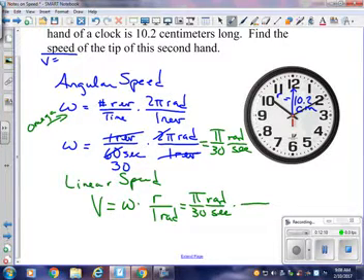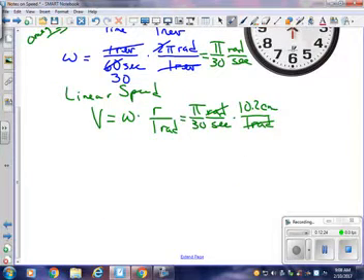Now we just labeled our picture over here that the radius is 10.2 centimeters, and you have to put that over 1 radian. That's the only way these radians are going to cancel out. Now the only units I have left are centimeters over seconds. So I'm trying to figure out how many centimeters a second it is. So I multiply pi times 10.2 divided by 30, and that gives me 1.07 if I round it off to 2 decimal places.